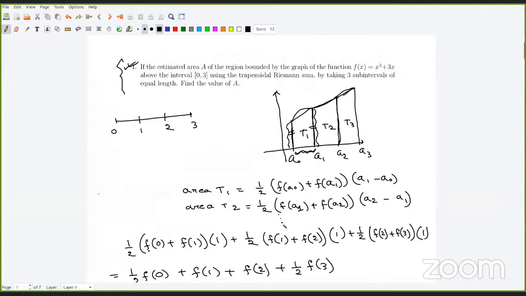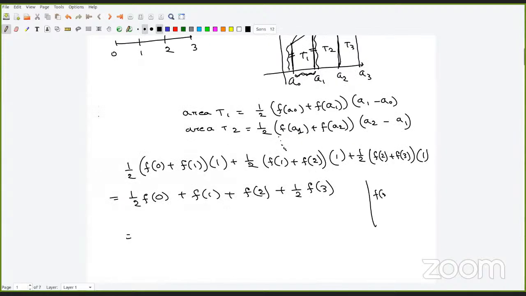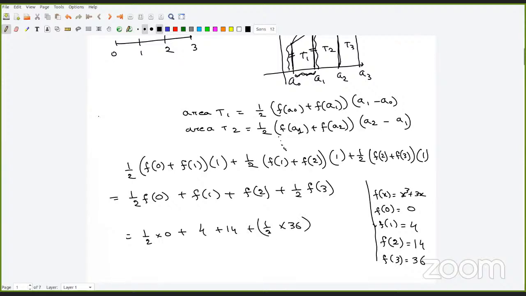So f(x) is given as x cube plus 3x. What is f0? f0 is 0. f1 is 4, f2 is 2 cube, 8, plus 6, 14. f3 is 27 plus 9, 36. So half into 0 plus 4 plus 14 plus half into 36. So this should be the sum. So this is 14 plus 4, 18, plus 18. So I am getting 36. Right? Is there any problem?